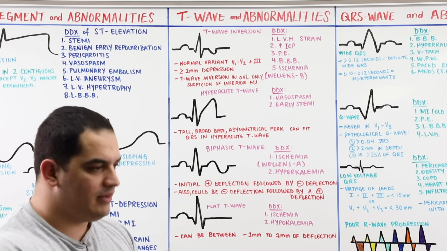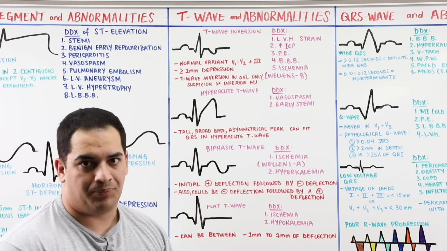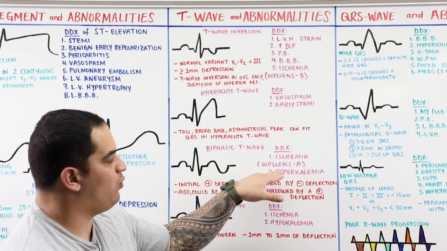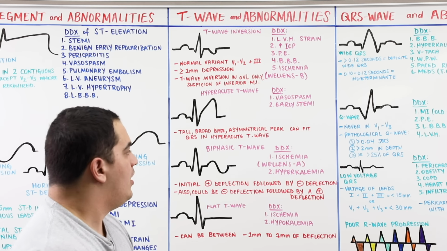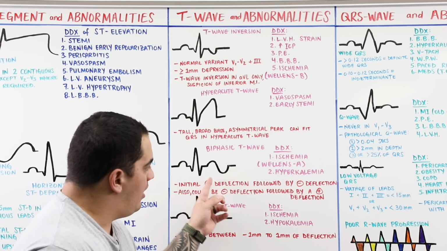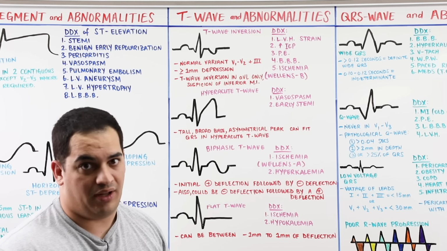Biphasic T waves are, again, something you want to be thinking about. A little scary if I see these in V2 to V3. The reason why is that it fulfills the Wellens A criteria, which could be a sign of a proximal LAD occlusion. So if I see an upward blip and then a negative blip, I'm thinking about Wellens A, especially if it's in V2 to V3.